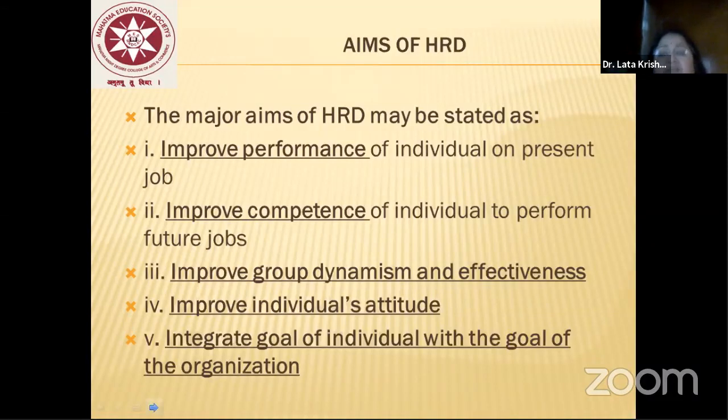Improve group dynamism and effectiveness. So we all know that this is one of the biggest challenges of the HR manager, group dynamism. Group dynamism is a challenge because people who work in a business organization are heterogeneous in nature. They come from different backgrounds, different mindsets, different environments, and they have different beliefs. Bringing all of them together with this heterogeneity, working.